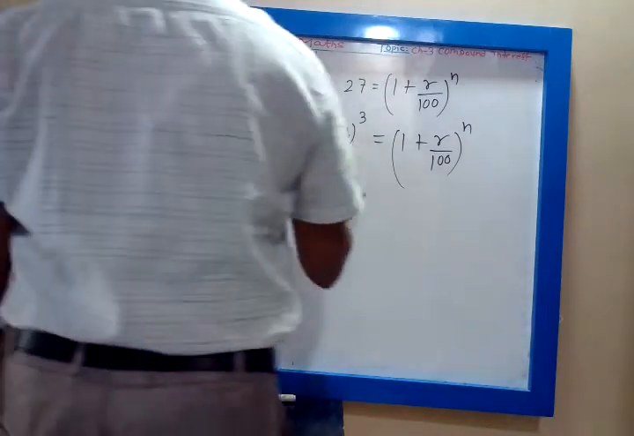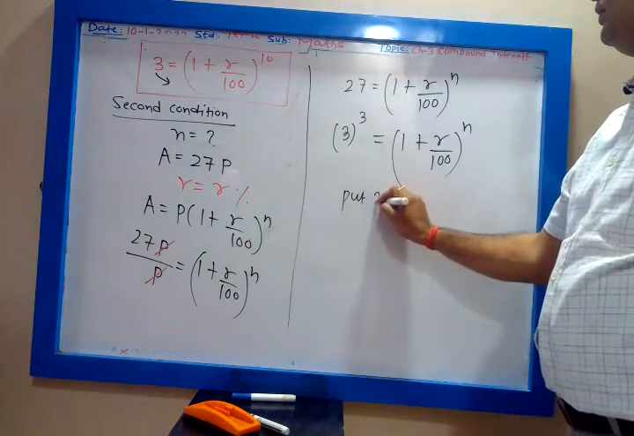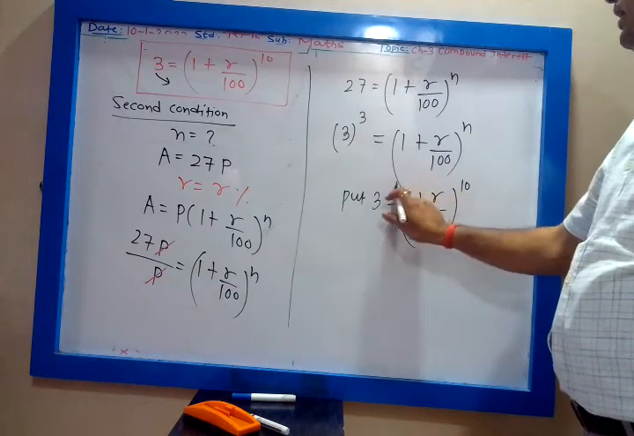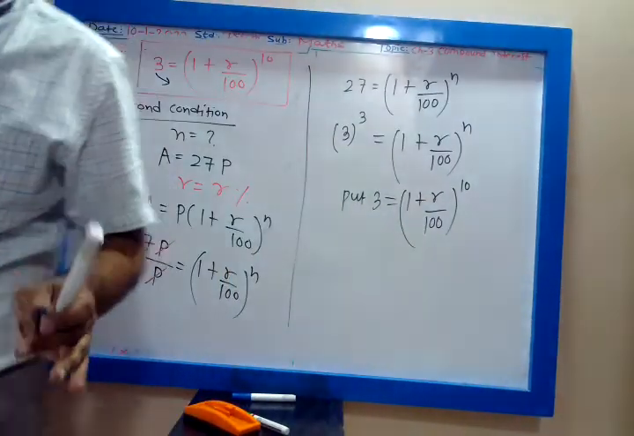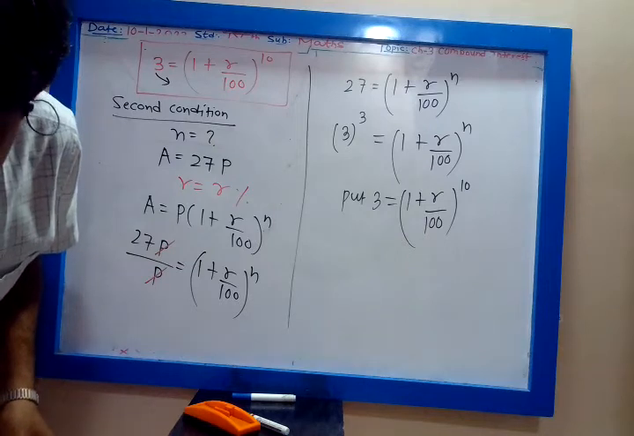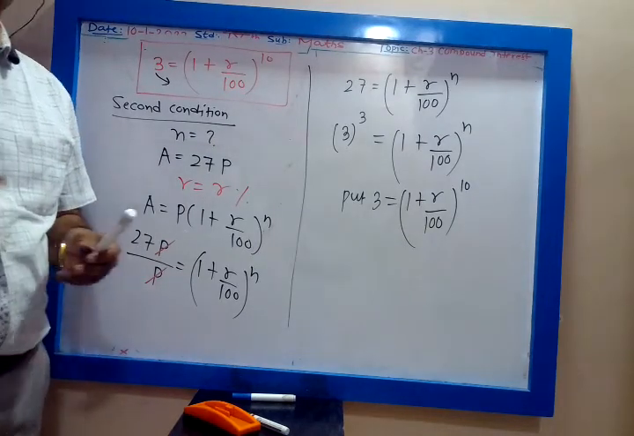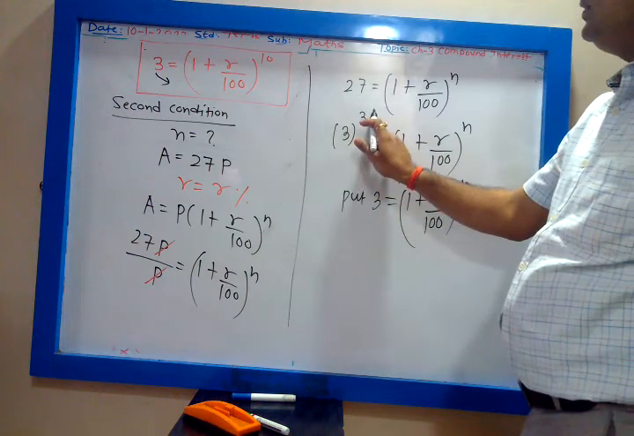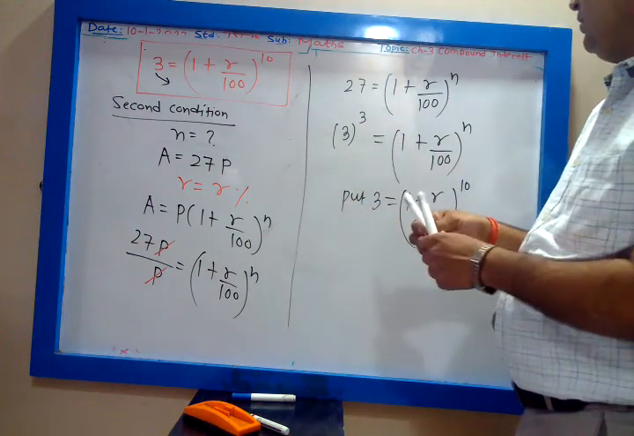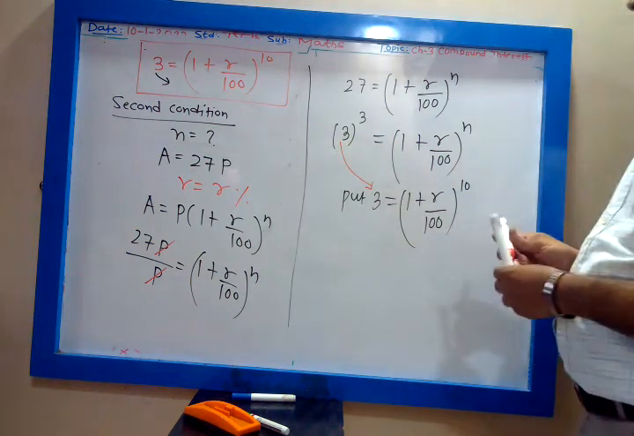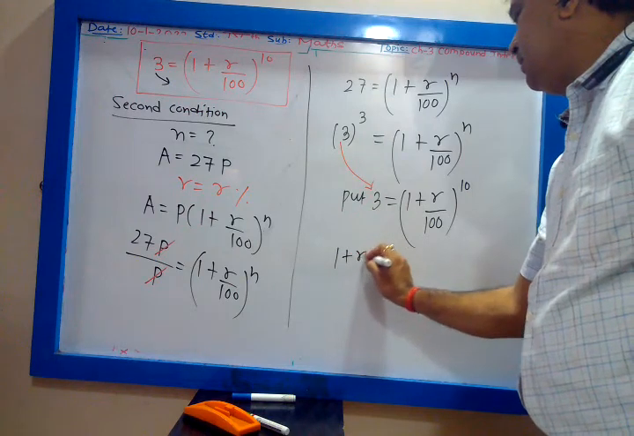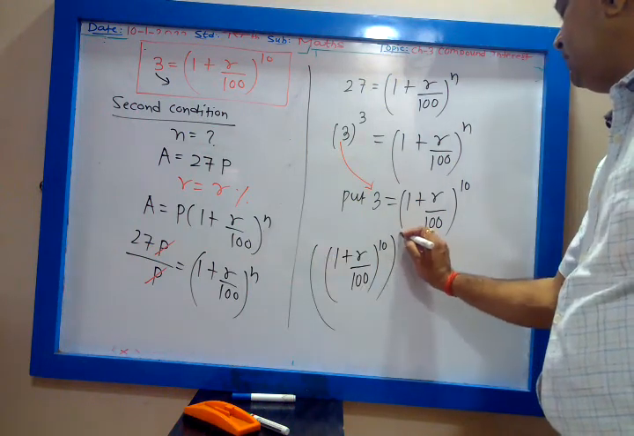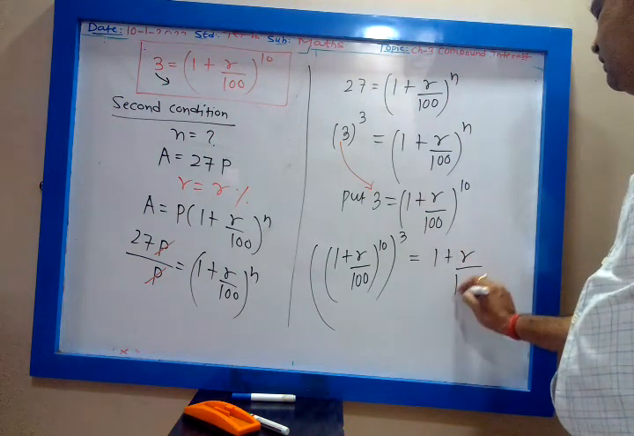This value of 3, I will put there. Put 3 is equal to 1 plus R upon 100, this 3, not both the 3. So you will get 1 plus R upon 100 raised to 3 is equal to 1 plus R upon 100 raised to N.